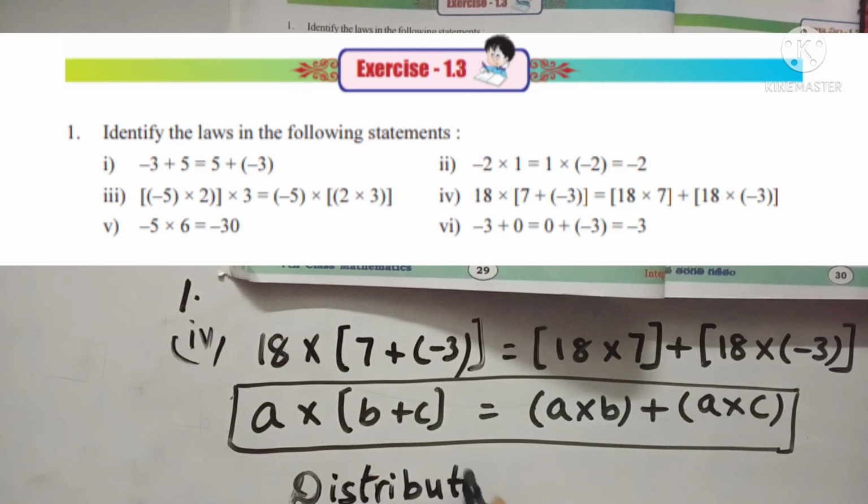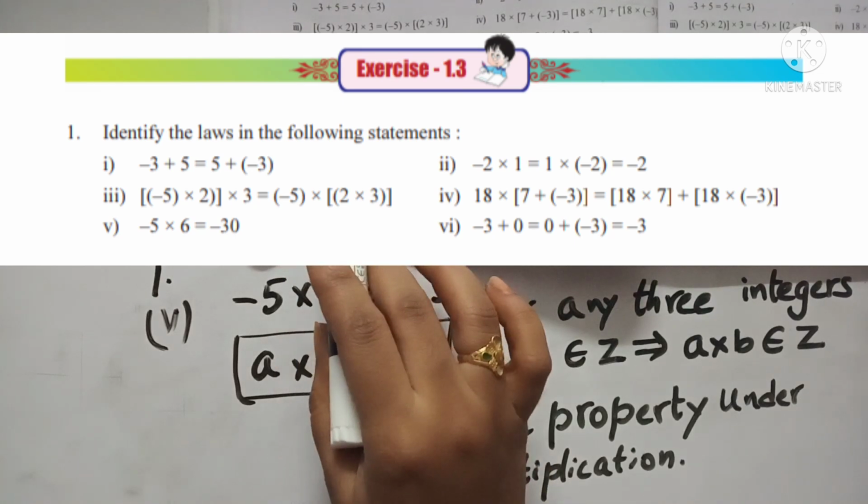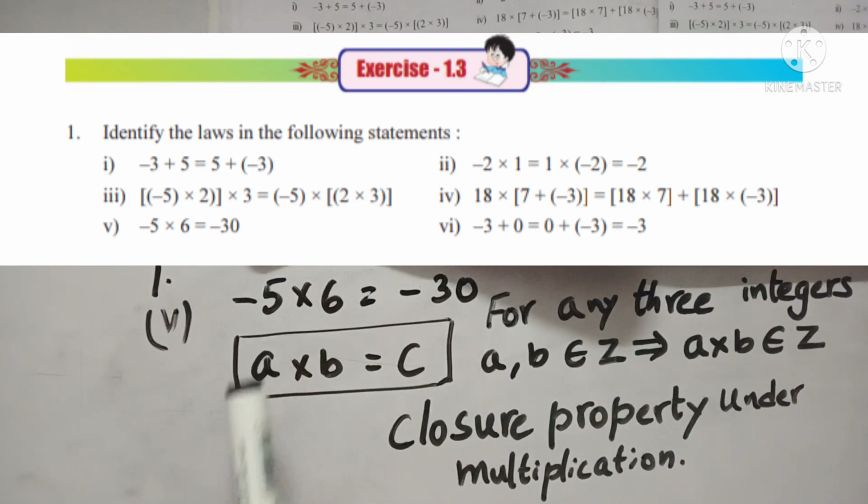Distributive law. It is distributive law. Understood children? Now let's move on to next question. Now let's see the fifth question. Minus 5 into 6 is equal to minus 30. So here minus 5 is A, B is 6 and C is minus 30.